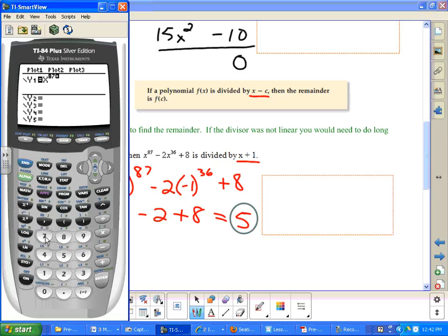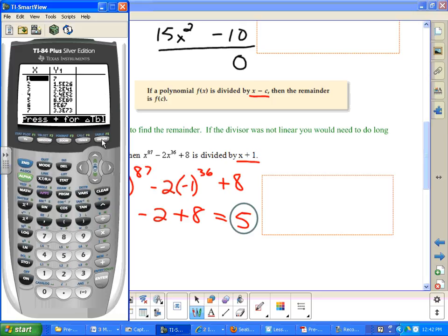x to the 87th power minus 2x to the 36th power plus 8. Go to the table, and at negative 1, oops, what did I put in wrong here? Oh yeah, negative 1, I get 5. Okay. If you wanted to graph it, which I wouldn't because these numbers are growing so fast, you'd have to make it a really small window so that it would do it quickly. All right, you could.